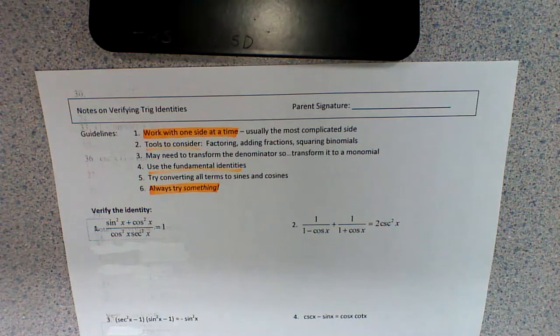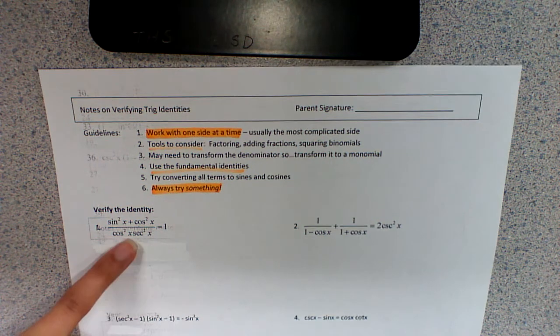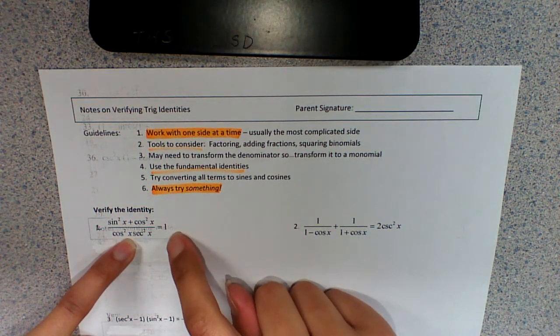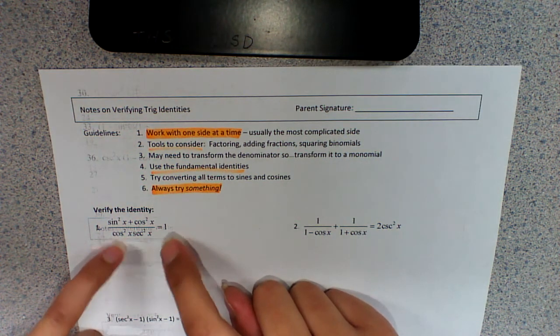Hey guys, this video is going to go over verifying trig identities, and this is on page 6 of your packet. This is a little bit different if you were to compare it to simplifying trig identities, and really it's only different because now you have to actually prove that one side of your equation equals the other. So now you have an equal sign and you do have two sides of your equation.